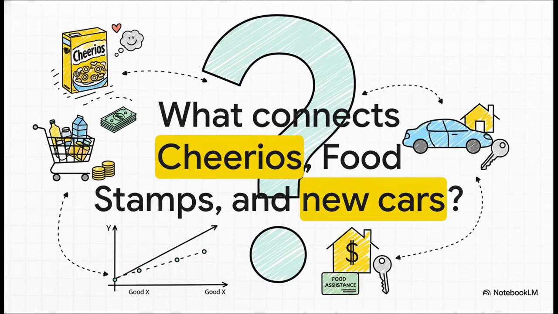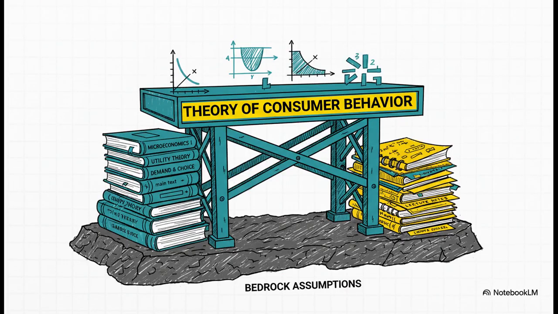So, let's just jump right in with a question. What in the world connects the price of Cheerios on a supermarket shelf, the way we evaluate food stamps, and how Ford designs a brand new car? I mean, they seem totally unrelated, right? But as you're about to see, they all depend on answering the exact same fundamental question. And that answer is the theory of consumer behavior.